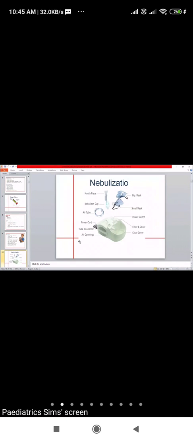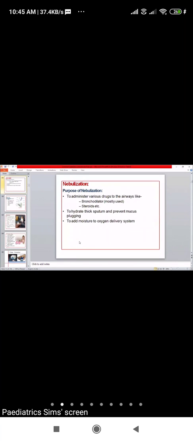Coming to the nebulizer. These are all the parts of the nebulizer. The purpose of nebulization is to administer various drugs to the airways, like bronchodilators, which are mostly used, steroids, etc.; to hydrate thick sputum and prevent mucus plugging; and to add moisture to the oxygen delivery system.